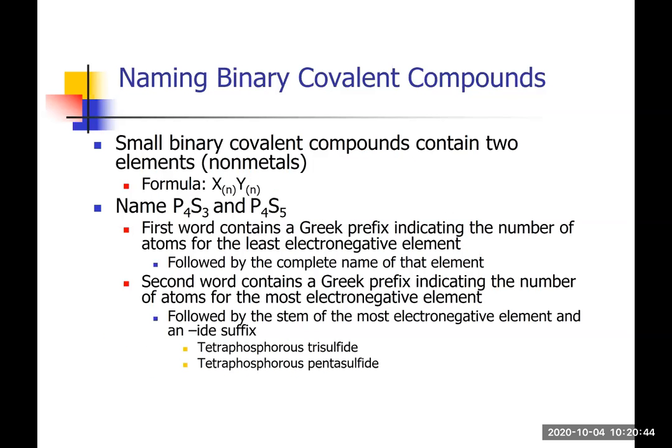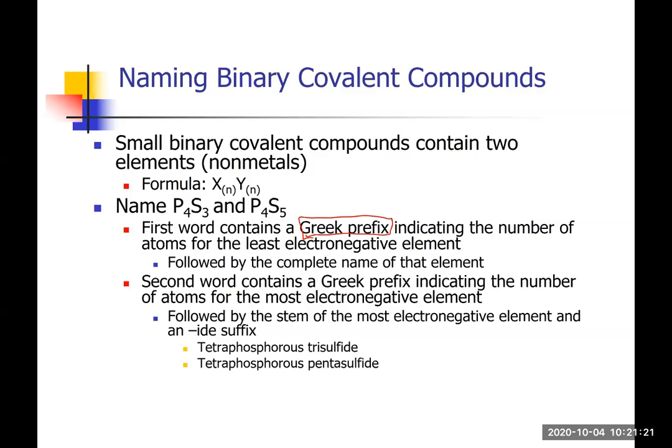And we can also name small binary covalent compounds. When we're naming covalent compounds, we need the Greek prefixes. So this is where the Greek prefixes come in. The general generic form is X subscript N, Y subscript N, because we don't have a metal here. We have 2 nonmetals. So let's name P4S3 and P4S5. If you remember, 4 is tetra and 3 is tri. So that will be tetra.